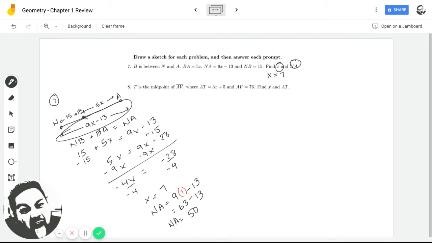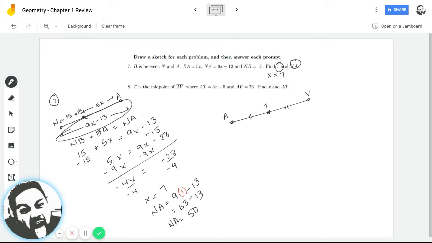Question number 8, draw the picture. T is the midpoint of segment AV. All right, so T is the midpoint. So I have a segment that has a start and a stop. And in the middle, I have T. Now, to show that it's the midpoint, I'm going to show that both sides of T are congruent, and then it starts at either A or V, depending on how you perceive it.